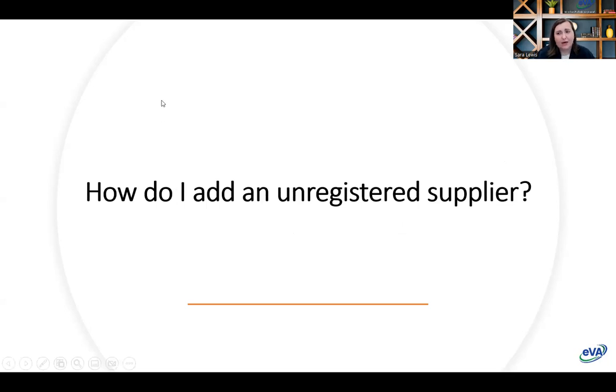How do I add an unregistered supplier? Does anybody know the answer to this before I just decide to talk about it? I guess I'm realizing too that some of the stuff we went over doesn't necessarily go over what I pulled from issue track, but that's okay. We're all learning.